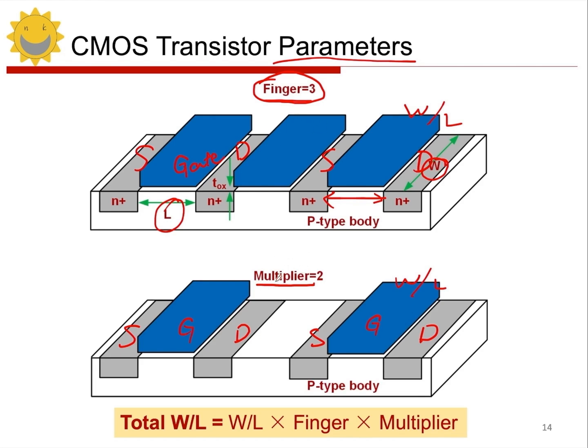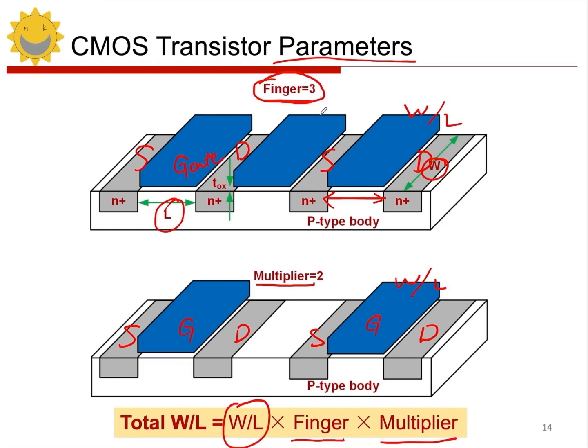If I then add another multiplier equal to 2, that means I need to copy this entire setup again and connect the corresponding ports in parallel. So, in total, we multiply by 2 again. This results in a total width to length ratio of 6 times W/L. This is how we calculate the total width to length ratio. When we design wider transistors, we usually break them down into several fingers or modules. As for why we do this, we will discuss that later.